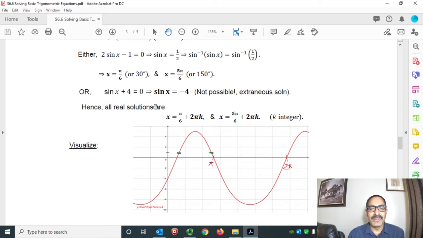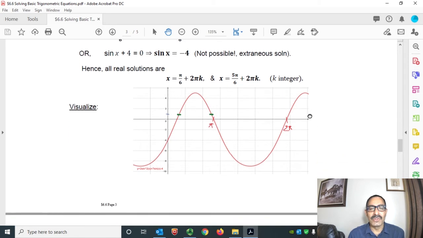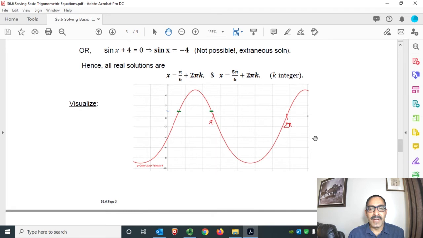So that means I need to add 2 pi times the integer k to this angle, similarly to this angle, because 2 pi is the period of sine functions. So our general solution is then x equals pi over 6 plus 2 pi k, and x equals 5 pi over 6 plus 2 pi k. Great. So here I'm only visualizing the solution in the interval 0 to 2 pi.